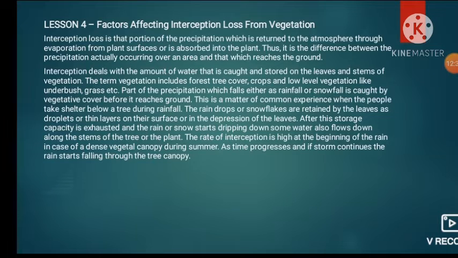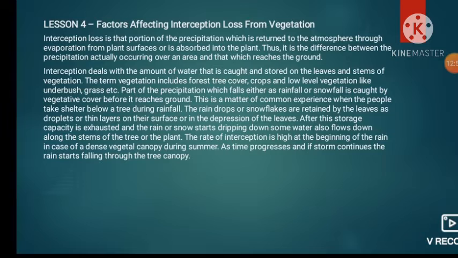The raindrops or snowflakes are retained by the leaves as droplets or a thin layer on their surface or in the depressions of the leaves. After this storage capacity is exhausted, the rain or snow starts dripping down, and some water also flows down along the stems of the tree or the plant. The rate of interception is high at the beginning of the rain in the case of a dense vegetal canopy during summer. As time progresses, and if the storm continues, the rain starts falling through the tree canopy.